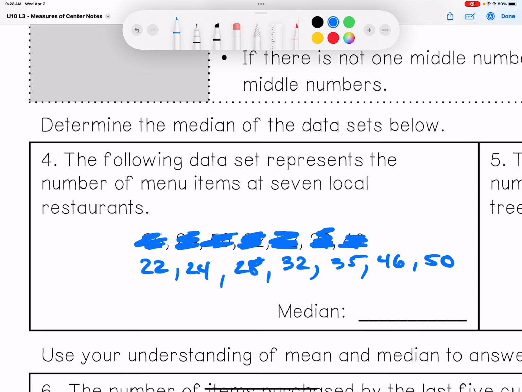Now, find the middle numbers. How do I do that? Start at each end. Here's what I would do. Start at each end and just mark them off. 1, 1, 1, 1, 1, 1. So what is the median number? What is the middle number here? It is 32.